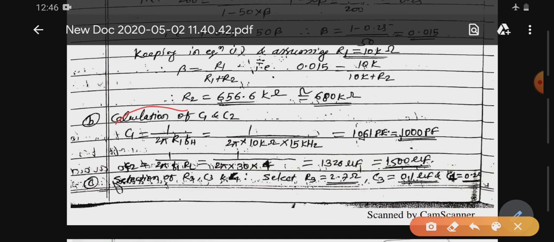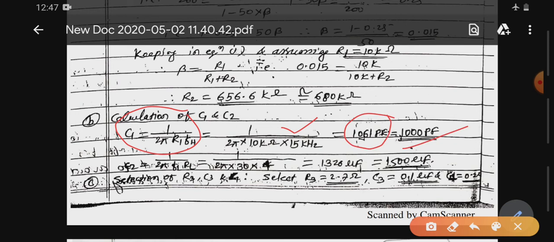You know the standard formulas. C1 is equal to this one. So you know the value of 2, then pi 3.14, then R1 you have assumed as 10 kilo ohm. FH, the higher cutoff frequency, is given as 15 kilohertz. So keeping all the values, you will get the value 1061 picofarad, which can be rounded off to the standard value 1000 picofarad.